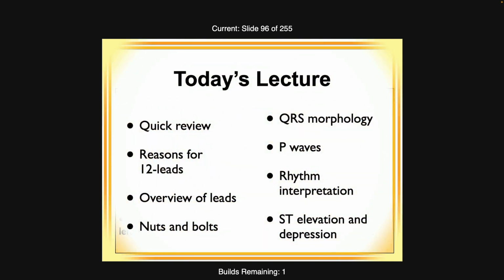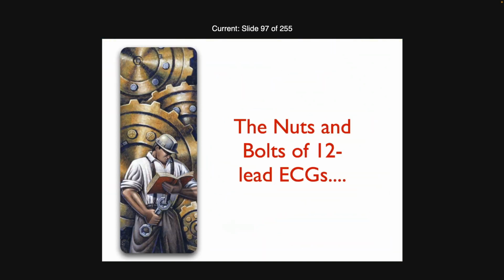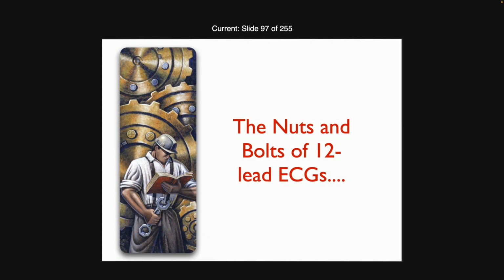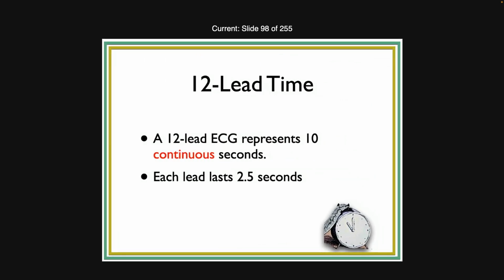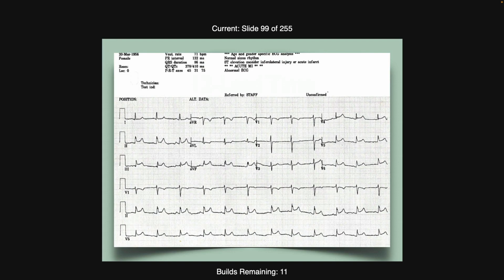Okay, real quick nuts and bolts. So, a 12 lead represents 10 continuous seconds, and each lead lasts 2.5 seconds. Numbers you need to know. So what does that actually mean? What that means is this whole piece of paper is moving through together, okay? So everything here, in fact, I think I have a little line here. Everything here is happening.